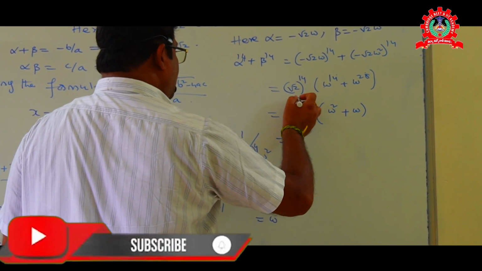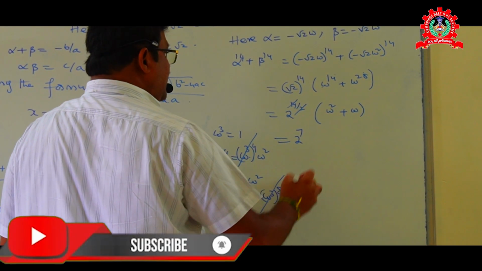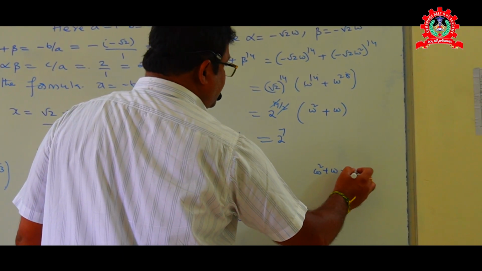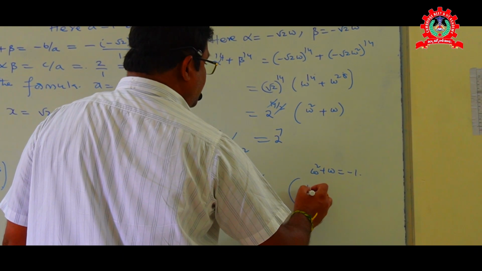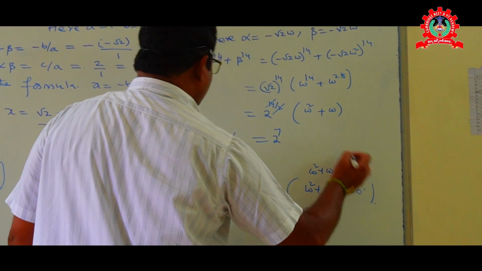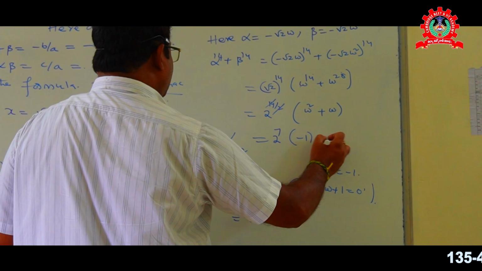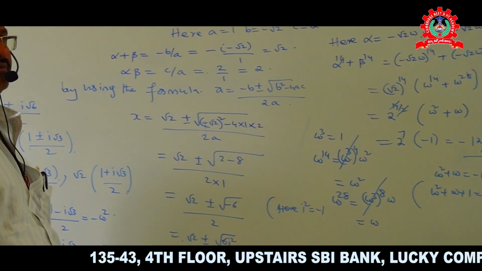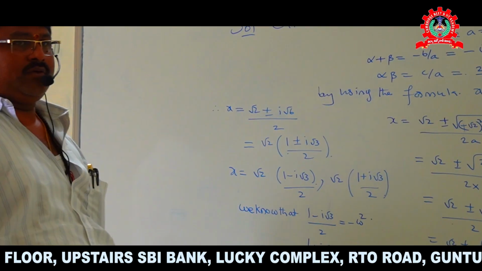That is equal to 2 power 7 times omega square plus omega. We know that omega square plus omega is equal to minus 1, because omega square plus omega plus 1 is equal to 0. That is equal to minus 1. So the answer is minus 128.